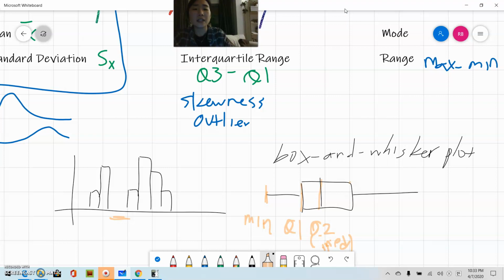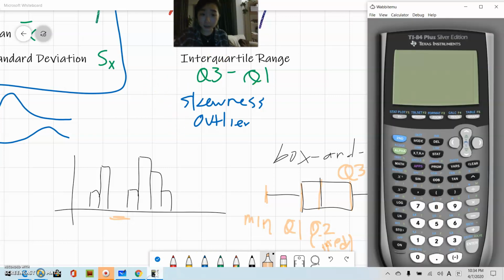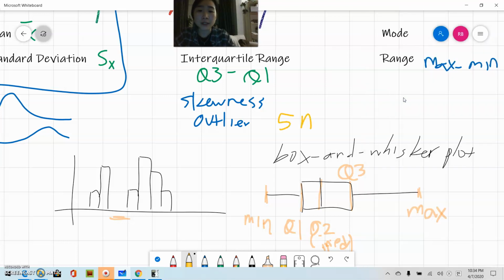Okay, sorry. And then the line that ends the box is Q3, so third quartile. And then the last point is your maximum. Those 5 numbers, you've seen them before, right? So your calculator, the 1-Var Stat, another great thing about this is that it gives you the 5-number summary. And the 5-number summary is great to draw the box plot.